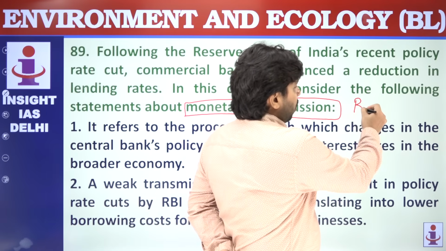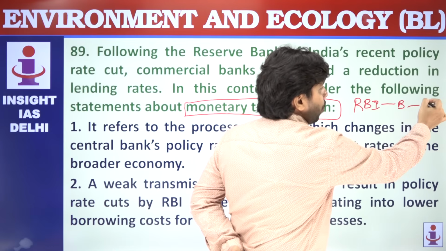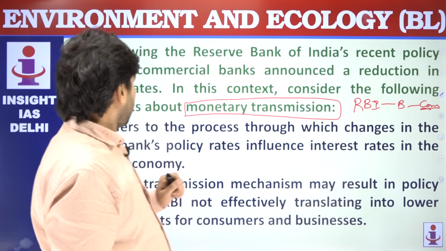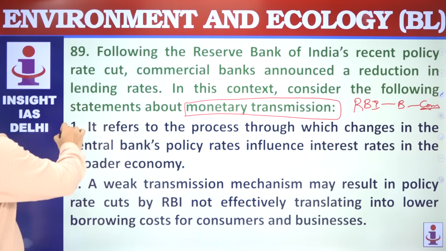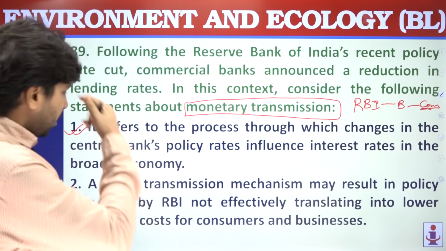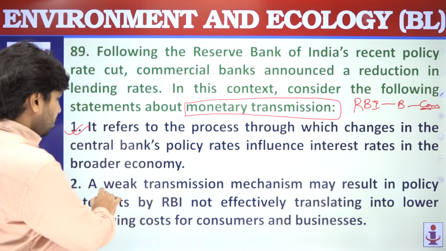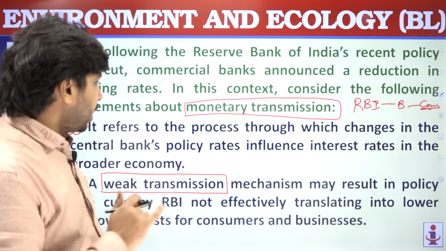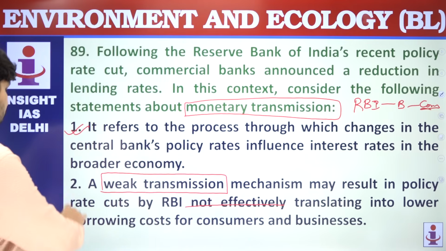Transmission of policy from RBI to banks to the populace, common people. So this is the transmission of monetary policy. It refers to the process through which changes in the central bank's policy rates influence interest rates in the broader economy. This is true. A weak transmission mechanism may result in policy rate cuts by RBI not effectively translating into a lower borrowing cost. A weak transmission means whatever policies RBI is trying to implement are not getting transmitted properly, not effectively translating into lower borrowing cost. Yes, this is also correct.